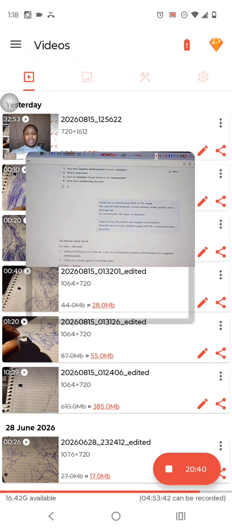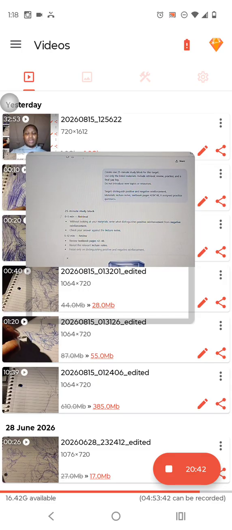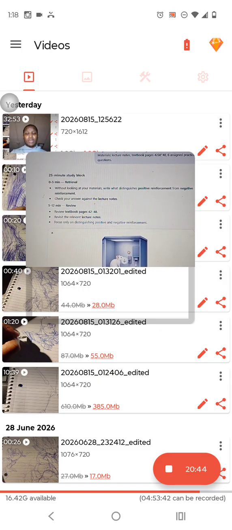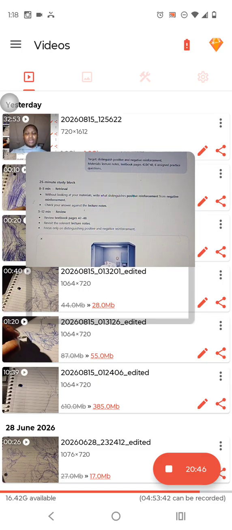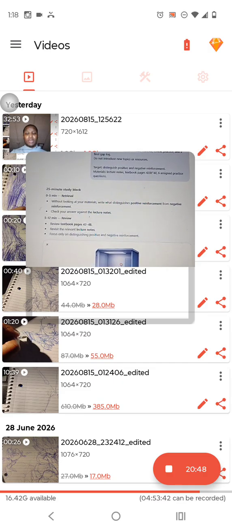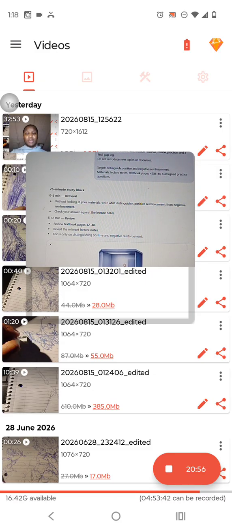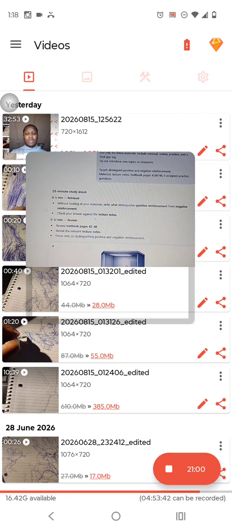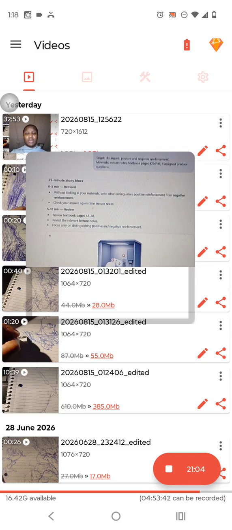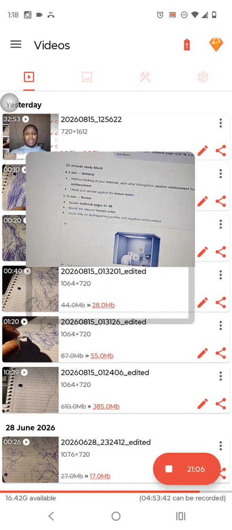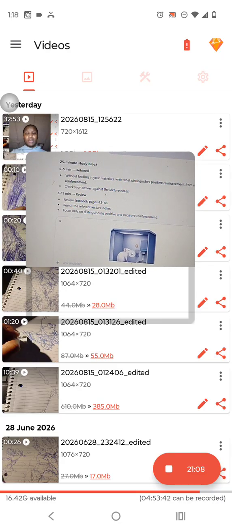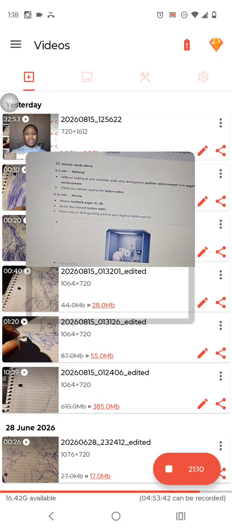So for the 25-minute study block, from 0 to 5 minutes is retrieval without looking at your materials. Write one that distinguishes positive reinforcement from negative reinforcement. Check your answer against the lecture notes. For 5 to 12 minutes, review textbook pages 42 to 48. Revisit the relevant lecture notes, focusing only on distinguishing positive and negative reinforcement.